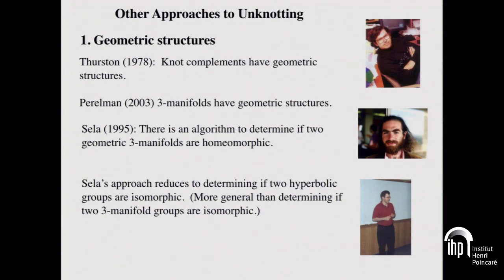And there's a result of Sela, which is really a group theory result, which says that if you have two hyperbolic groups, then there's an algorithm to tell if they're isomorphic. And because of the structure of the geometrization theorem, that turns out to be the key case of determining whether three-manifolds are homeomorphic. So when you put all these results together, they give you an algorithm based on computing various fundamental groups to determine whether three-manifolds are homeomorphic, and in particular, whether two knots are the same. Unfortunately, this is extremely impractical. This could never be implemented.